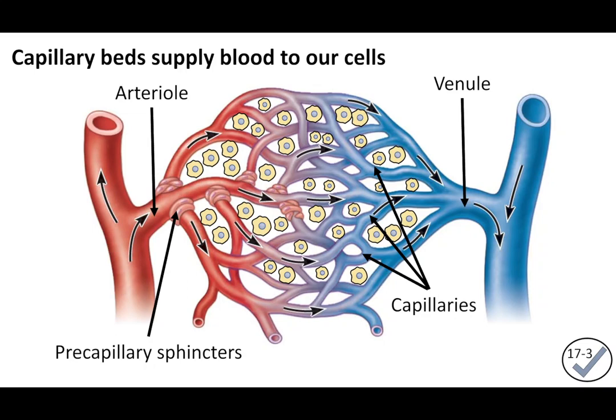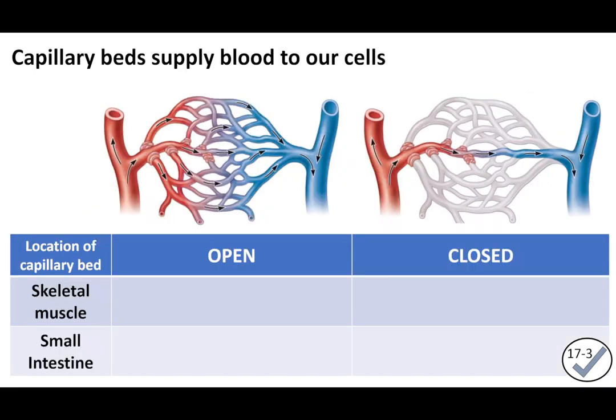All the cells here are getting a good amount of exchange of nutrients and waste. This tissue is getting a lot of blood here. But these precapillary sphincters can close. These precapillary sphincters can close and basically have very minimal blood flow through. And so this is what it looks like. When the precapillary sphincters are open, we have a lot of blood flowing through our capillary bed. But when the precapillary sphincters are closed, then a small amount of blood flows through the capillary beds.